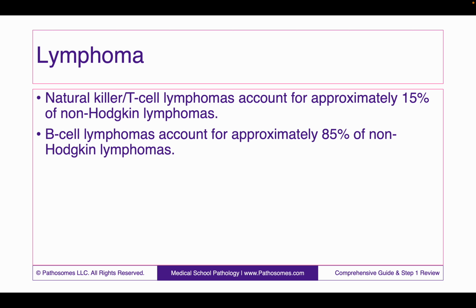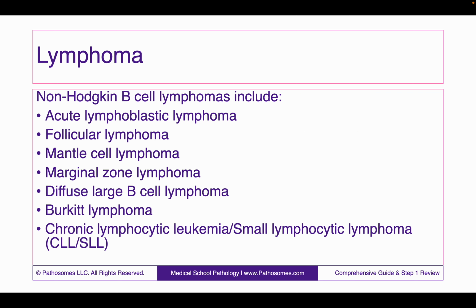Natural killer or T cell lymphomas account for approximately 15% of non-Hodgkin lymphomas. B cell lymphomas account for the majority, coming in at 85% of non-Hodgkin lymphomas.